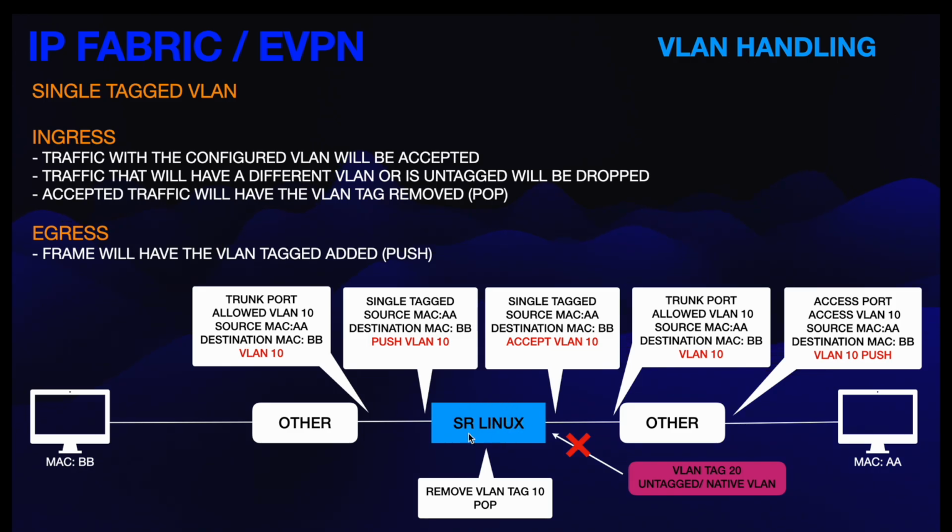after the frame is processed, the VLAN tag is removed from it. And if you have another interface, which is the egress interface, also configured with single tagged VLAN, the VLAN tag of 10 will be added on that interface. Afterwards, the frame will be sent to the other switch, where we have a trunk port with allowed VLAN of 10, so it will be accepted. And the VLAN tag of 10 from the frame will be popped because we have an access port here.